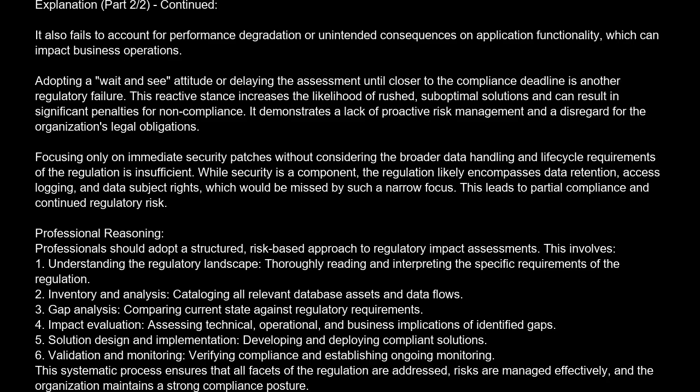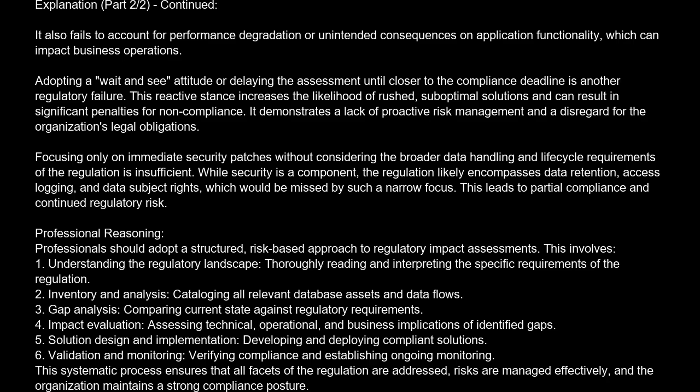Focusing only on immediate security patches without considering the broader data handling and lifecycle requirements of the regulation is insufficient. While security is a component, the regulation likely encompasses data retention, access logging, and data subject rights, which would be missed by such a narrow focus. This leads to partial compliance and continued regulatory risk.